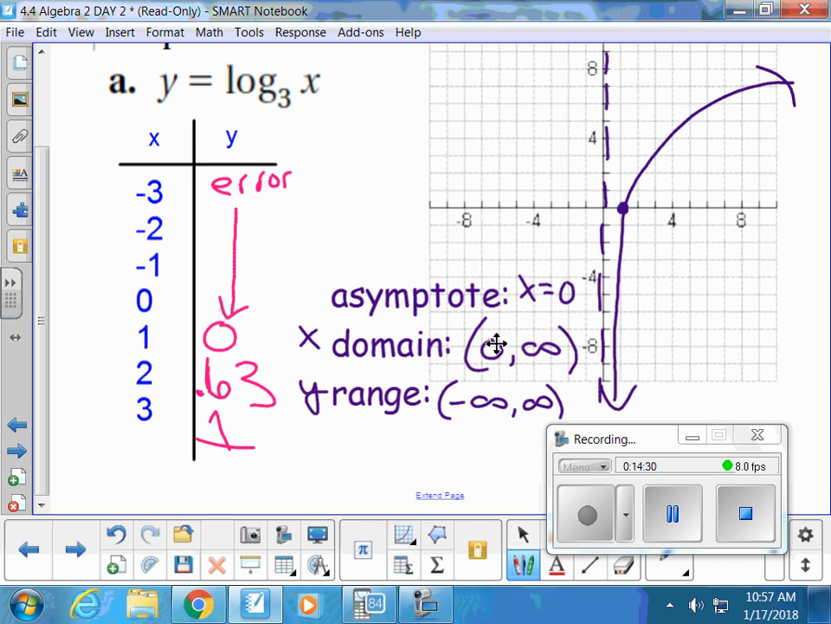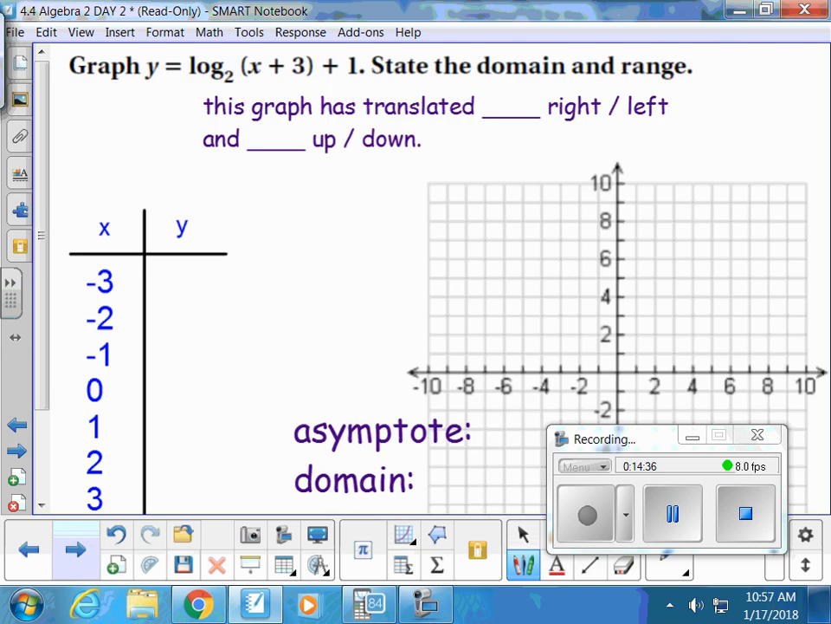Okay. All right, we have one more graph and then we can call it a day. We're going to do one that has a little bit of shifting. It is this one. So I'll talk you through the shift questions. This graph has translated. This is our left-right number. So it's 3 units to the left. It's in parentheses, so it's opposite of what you would guess. You would probably guess right, but it's left. And then it is shifted 1 unit up.